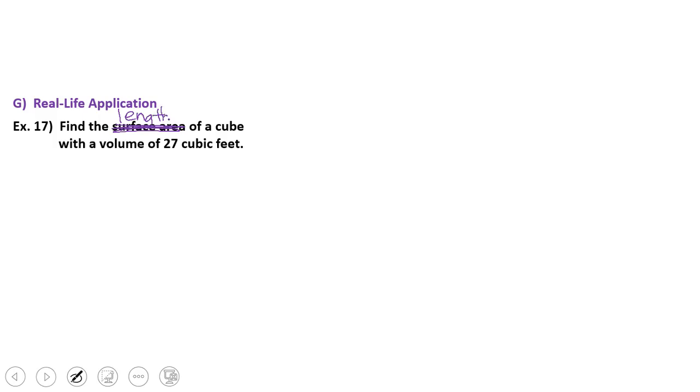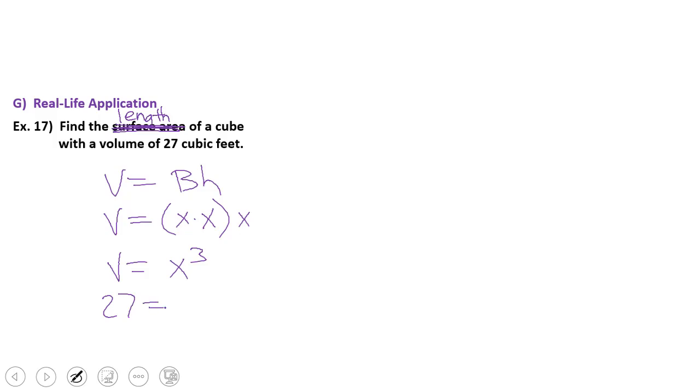Moving right along. Real life application. Find the length of a cube. The side length of a cube with a volume of 27 cubic feet. And we know to find the volume, we take area of the base times the height. We know it's a cube, so we know all those side lengths are the same. So this is going to be x times x for the base, and the height would also be x. So we know the volume is going to be x cubed. Well, we're putting in the number 27 is equal to x cubed.